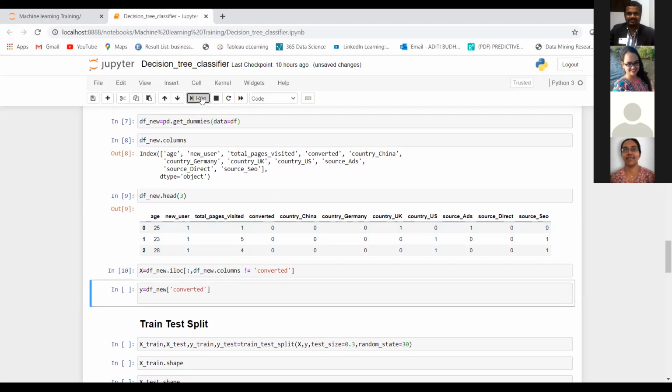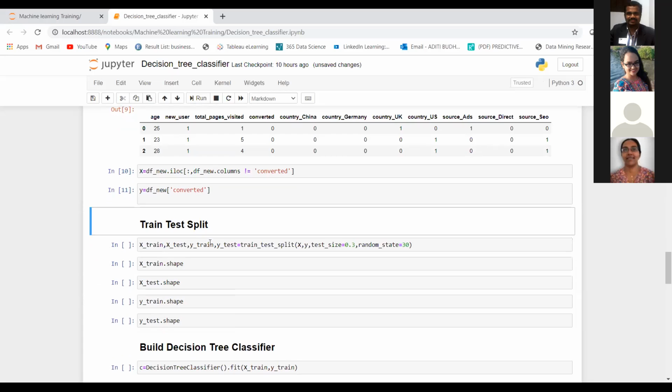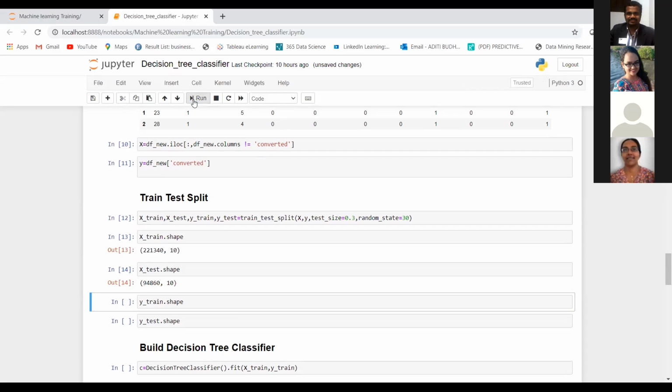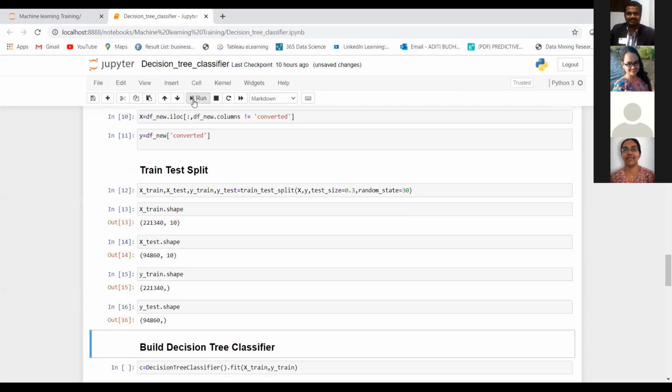So let us run this. Then we are using the train test split in order to divide our data into training and testing data set. We had seen this previously, so I'm not spending much time over here.